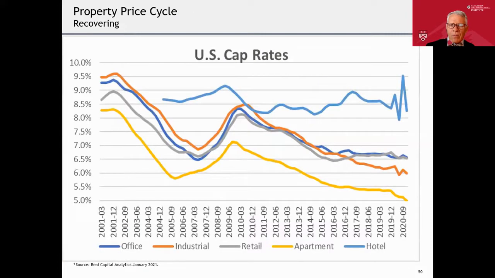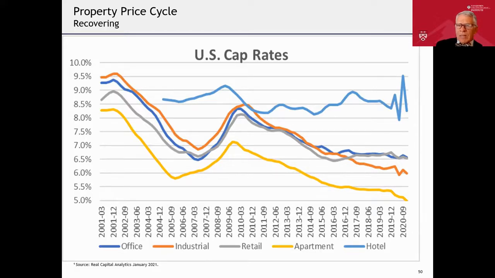2 more. There we go. And today, apartments are down to 5. The other major commercials are in the 6.5 to 7, and hotels, because of their risk, at 8.5. And you go, wow, real estate's expensive today on a historic basis. And that is correct, except that we have to take it on a relative basis.